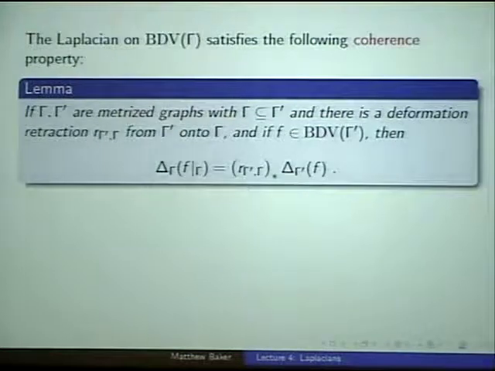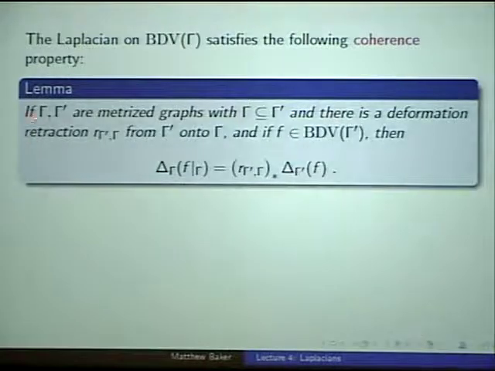And the crucial thing for the point of passing to inverse limits and doing things on Berkovich space rather than finite graphs is some kind of coherence property. Right? I should be able to compute the Laplacian on a smaller graph or on a big graph, and they should somehow be related if I want to glue these things together to get an operator on this big inverse limit space. So here's the crucial property.